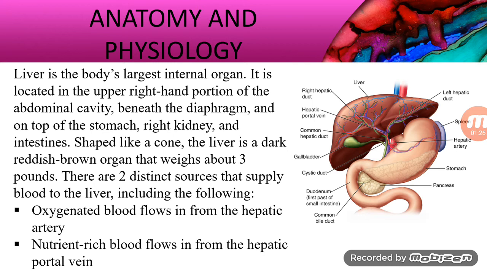They are, one is the hepatic artery and another one is the hepatic portal vein. These two are the main blood supplies of the liver. The hepatic artery carries oxygenated blood, and the hepatic portal vein carries nutrient rich blood to the liver. Okay.